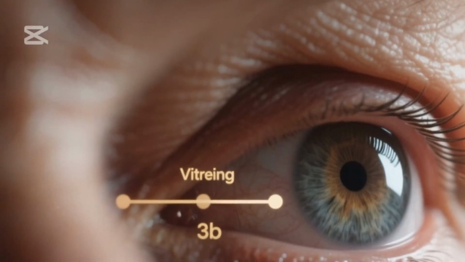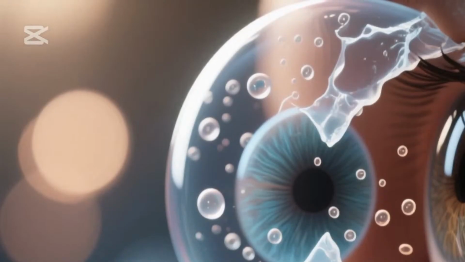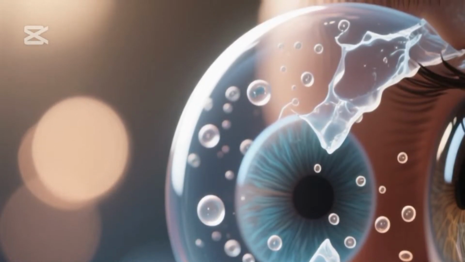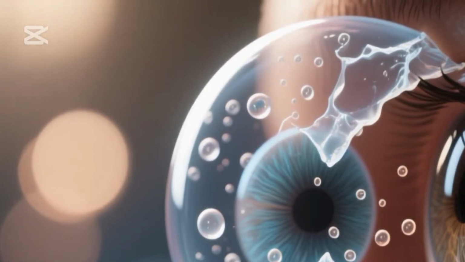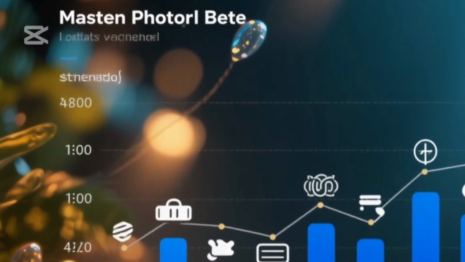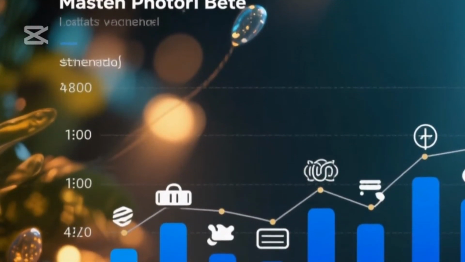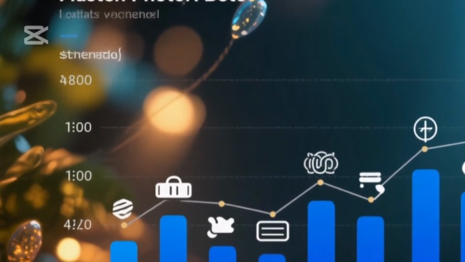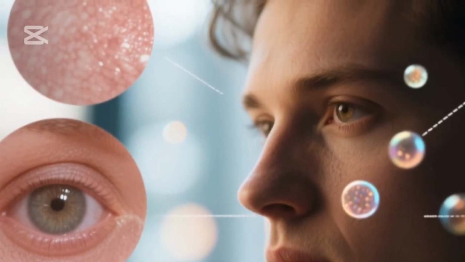Well, as we age, that vitreous gel can start to liquefy. It can also shrink away from the retina, and when it does so, it can cause those floaters. Now, not everybody develops floaters as they age. If you look at the literature, about 60% of people over the age of 60 will have some degree of vitreous changes, including floaters.